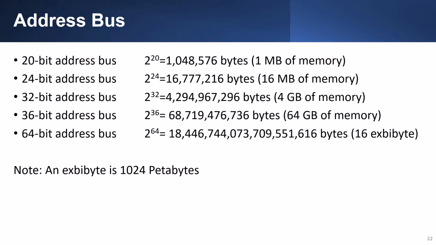Today's processor uses a 64-bit address bus, which means that the processor can access up to 16 exabytes. An exabyte is 1024 petabytes. For all intents and purposes, this is virtually unlimited.